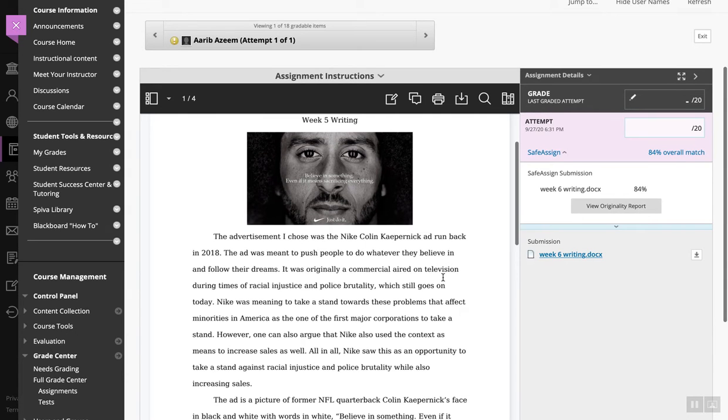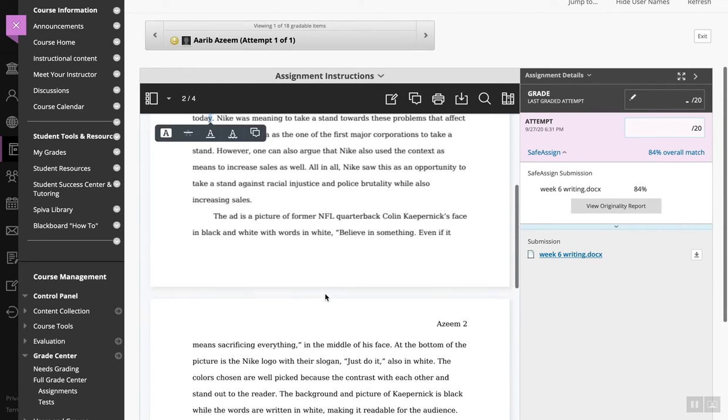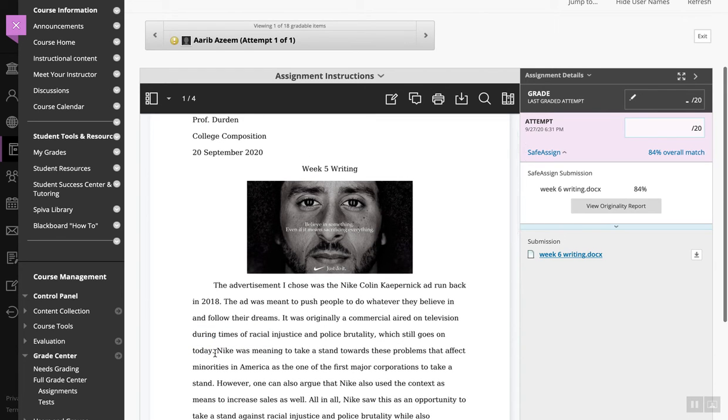And then you say the ad was meant to push people to do whatever they believe in and follow their dreams. It was originally a commercial that aired on television during times of racial injustice and police brutality, which still goes on today. So you need to pause here and unpack that. You touch on it later on in the paper, but I don't think that that's the best place for it. I think really you present the idea in your introduction, but the reader needs more clear context.